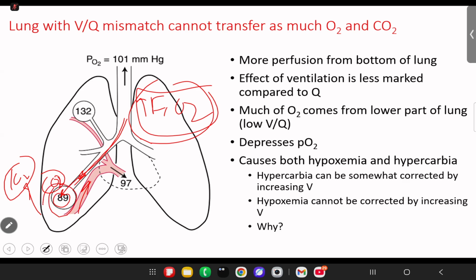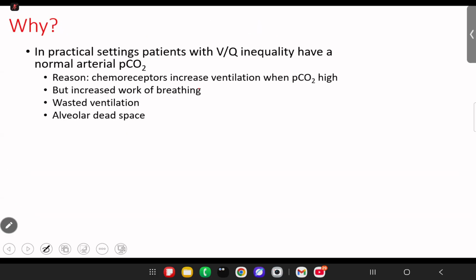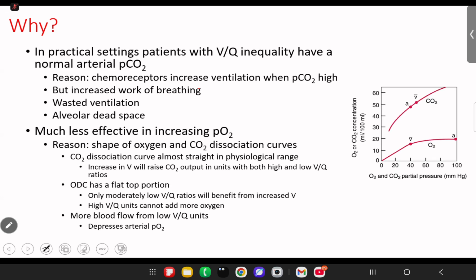So by increasing ventilation, we can simply correct the carbon dioxide but not oxygen, because you need to increase the partial pressure of oxygen to do that. The chemoreceptors will sense that and increase breathing, so you will have more breathing and increased work of breathing, but this ventilation is wasted because it will not add any more oxygen. But when you increase ventilation, the carbon dioxide comes down, you can do that.